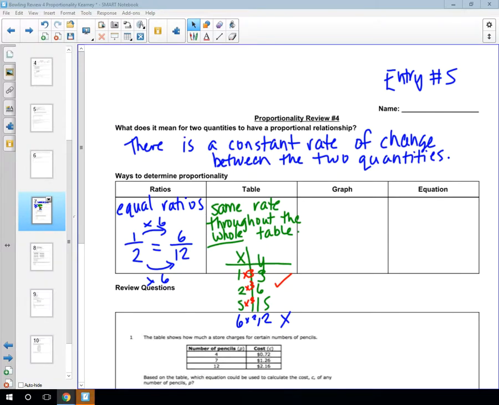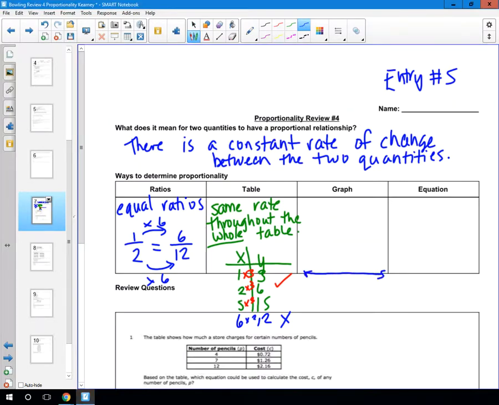Now, the next way is you could look at a graph. In order for a graph to be proportional, it must pass through the origin and be a straight line. Okay? So, 2 things. It must be a straight line through the origin.